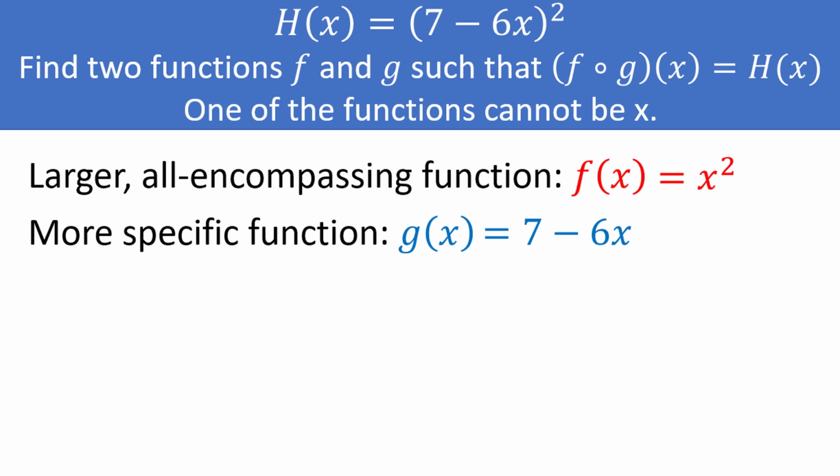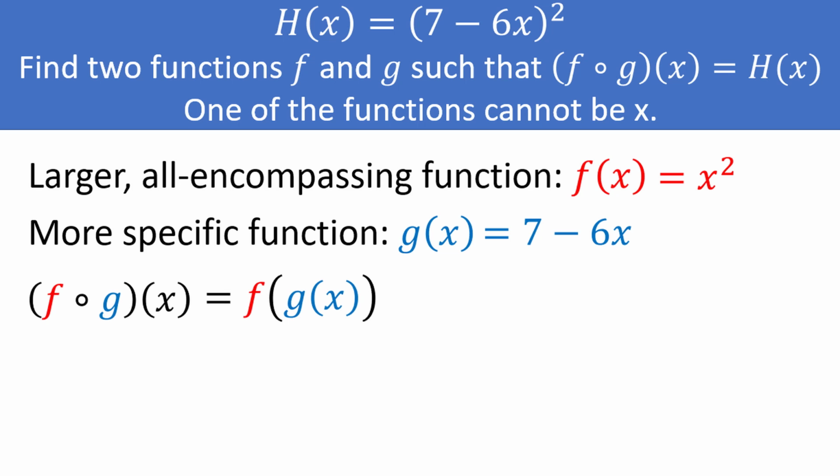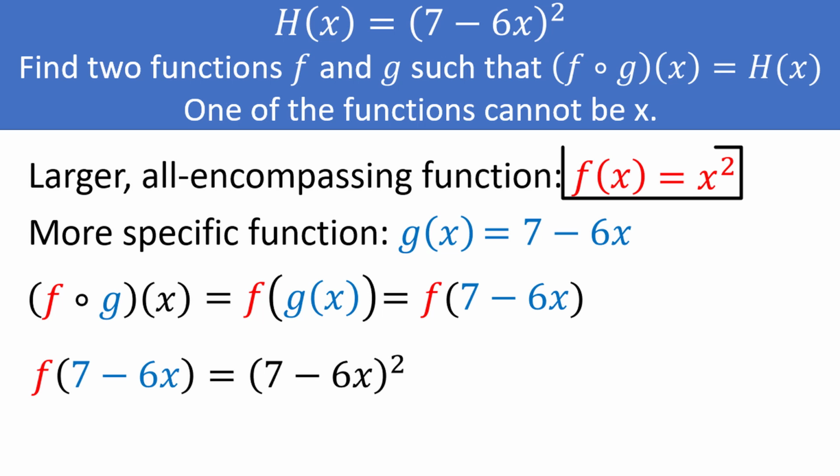If you aren't sure, you can form the composition of f of g of x and see if you get h of x back. F of g of x is equal to f of g of x, which is f of 7 minus 6x. This means go to the function f and plug in 7 minus 6x anywhere you see an x. We have (7 minus 6x) squared, which is the same thing as h of x, verifying that we have completed the problem correctly.